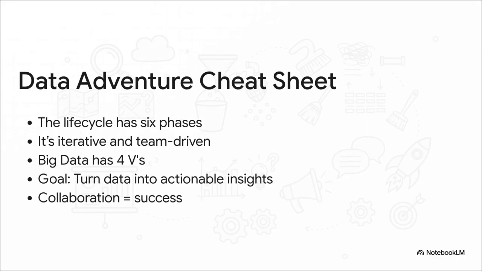So, let's wrap up our adventure with a quick cheat sheet. Remember, the life cycle has 6 phases. It's iterative and it's team-driven. Big data has those 4 V's. But if you only take away one thing, make it this. The ultimate goal is always, always to turn raw data into real-world action.